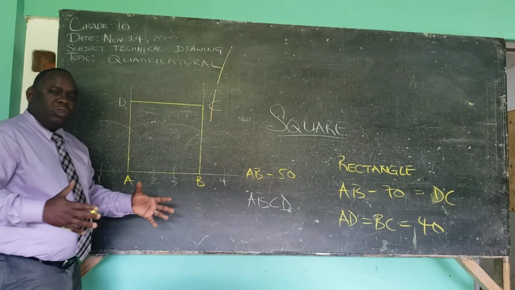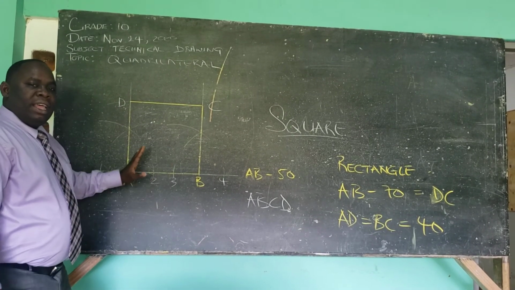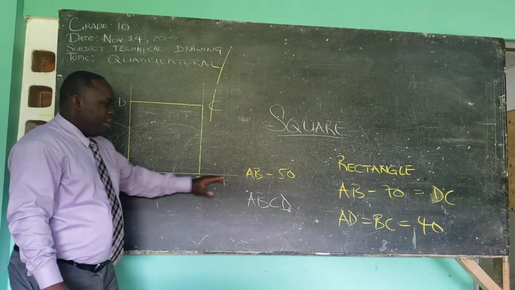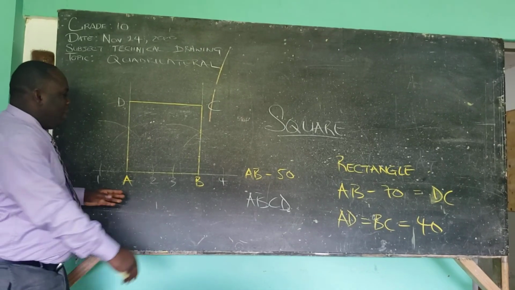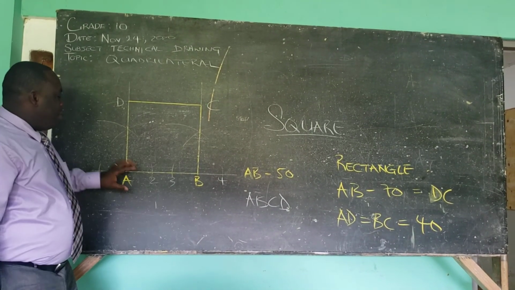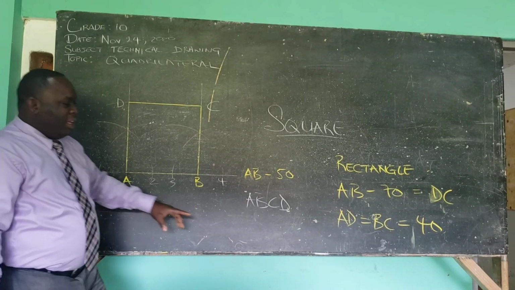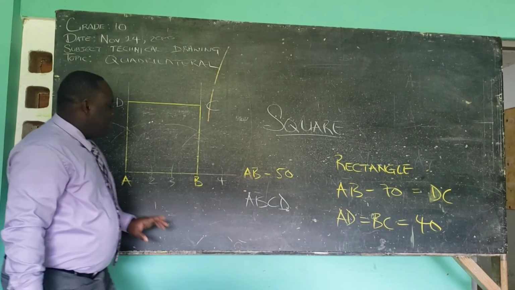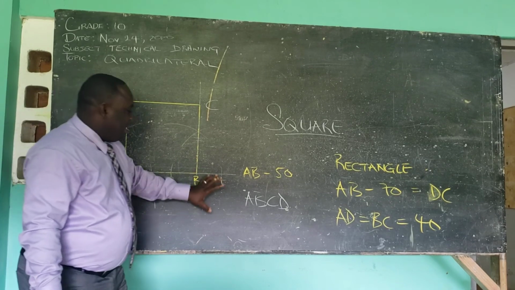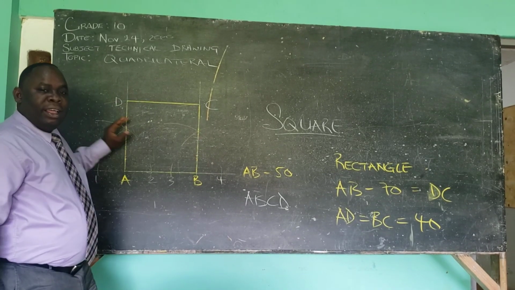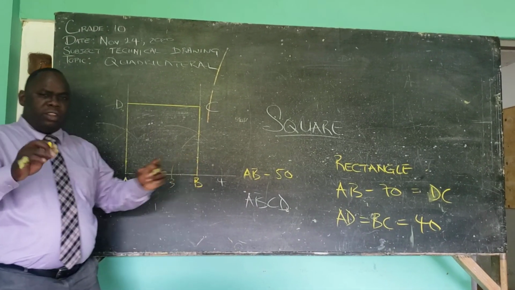So I want you to utilize the same principles that you have just outlined. You will get your AB line 70, you will erect your perpendiculars. Remember that the perpendiculars that you erect, you're going to be taking off your 40 to get your AB, you're going to be taking off your 40 to get your BC, and then you construct your line. So I want you to try that.